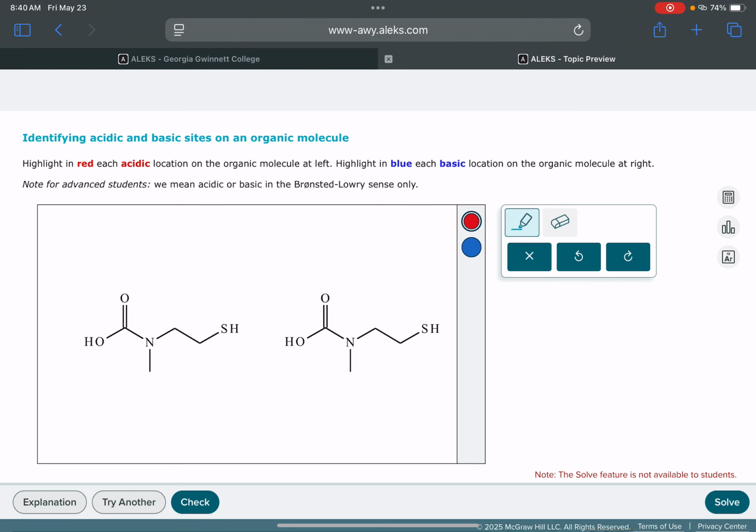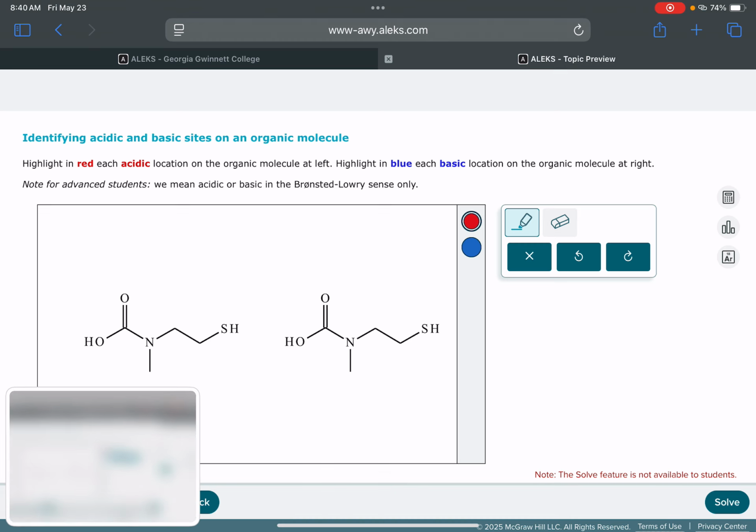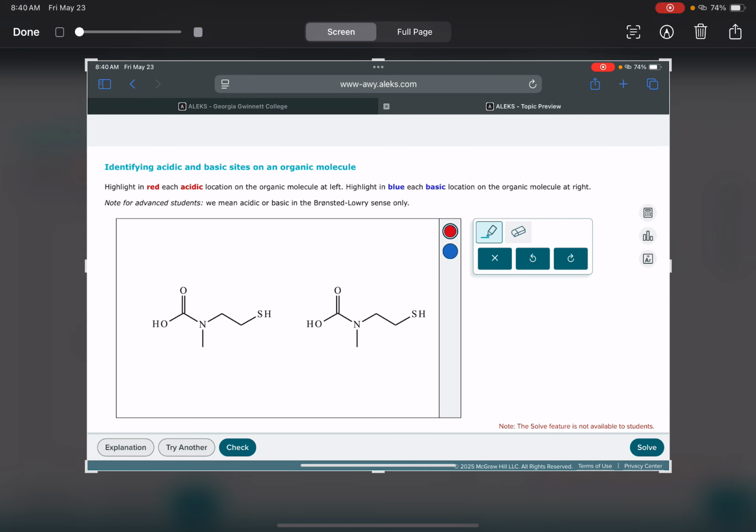I'm going to click on that one, and okay, all right. So it looks like I'm supposed to identify acidic and basic sites. No big deal. And it looks like the red is going to be the acidic, and I'm going to be working with the molecule on the left. You know what I'm going to do? I'm going to snapshot this, and I'm going to put it on my whiteboard.